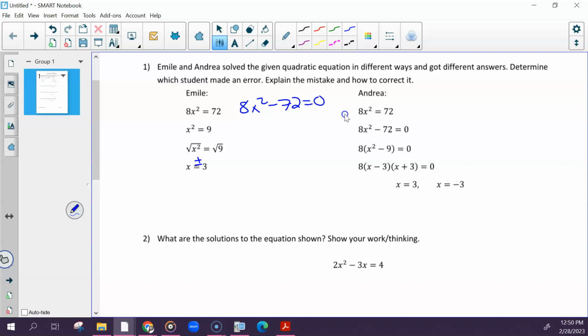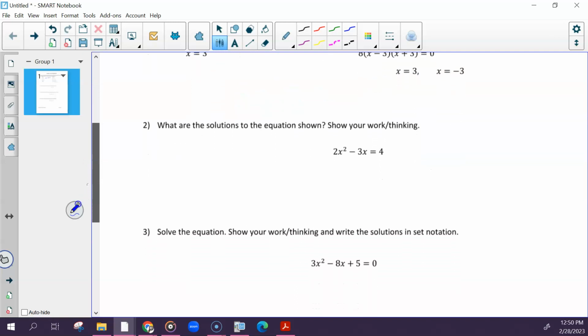For me, I tried doing the Khan Academy over the weekend. It was f of x equals this, and I didn't know you could rewrite that f of x to a 0. And I'm like, yes. So f of x is the same as y. If you think about it like that, all of our equations are usually equal to 0, and that's why. But Emil was the wrong one because they forgot plus and minus.